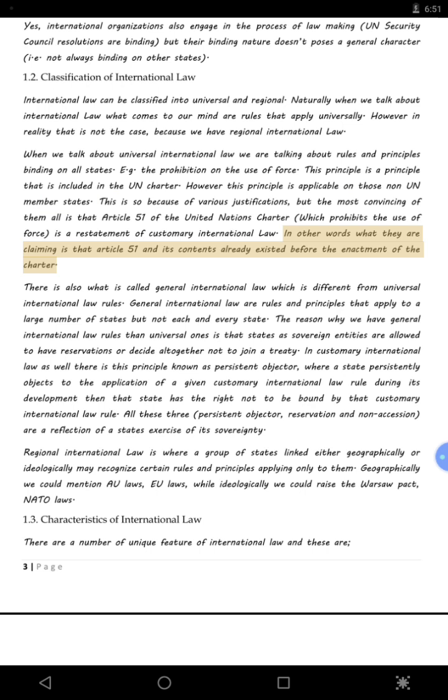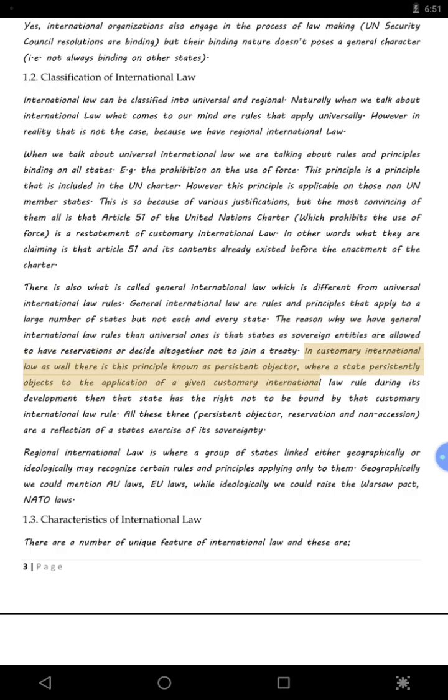There is also what is called general international law, which is different from universal international law rules. General international law are rules and principles that apply to a large number of states, but not each and every state. The reason why we have general international law rules rather than universal ones is that states as sovereign entities are allowed to have reservations or decide altogether not to join a treaty.